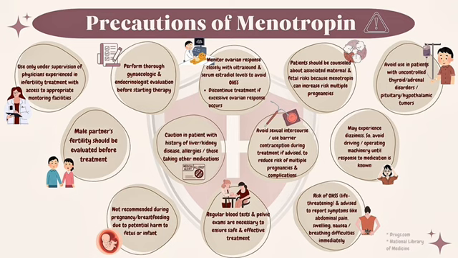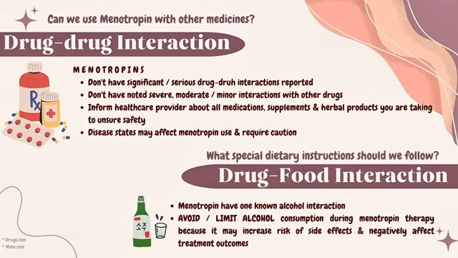Evaluate the male partner's fertility too. Patients need ultrasound monitoring and should avoid sexual activity to reduce risk of multiple pregnancies. Be cautious if there's a history of organ disease or allergies and avoid driving until you know how the drug affects you. Avoid mixing menotropins with alcohol or other fertility drugs unless directed. Share a complete list of your medications and supplements with your doctor to avoid any interactions.